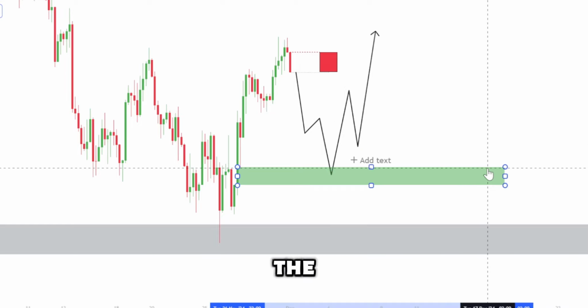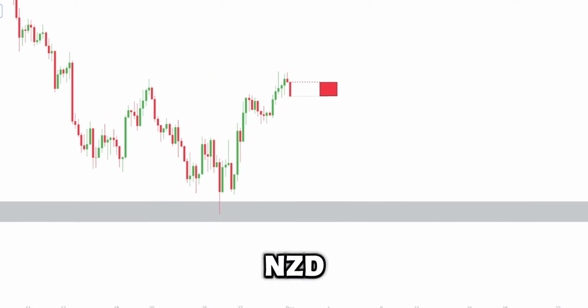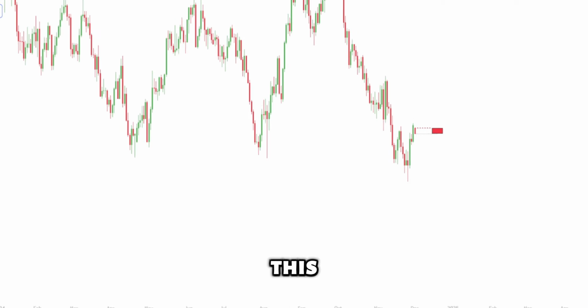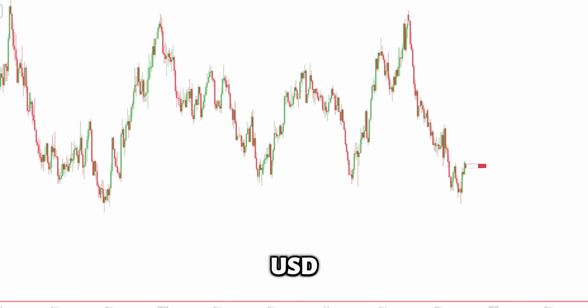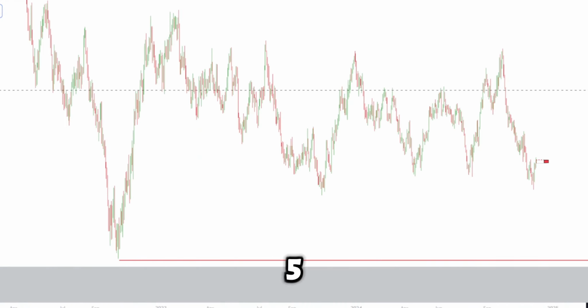I'm pretty bullish on all the pairs I've been through: EURUSD, GBPUSD, AUDUSD, NZDUSD. So I'm pretty bullish across the dollar pairs this week. Bearish on USDCAD. But yeah, that's a quick overview of higher time frame bias part 5.